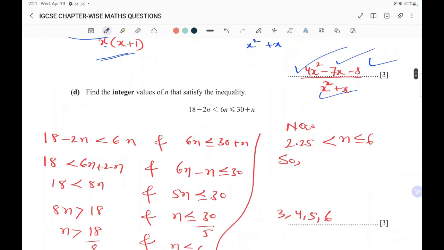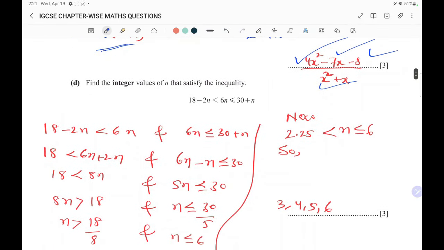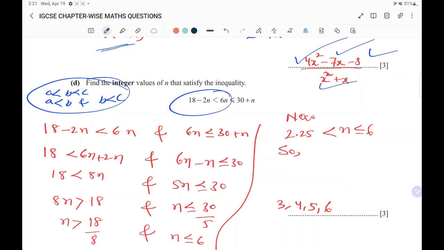Now find the integer values of n for which. Okay, when you have this type of question, if a less than b less than c, then you can write a less than b and b less than c. So we will write 18 minus 2n less than 6n as the first inequality, and the second inequality is 6n less than or equal to 30 plus n. And now it became simple. Just shift this 2n to the right side. So 18 less than 6n plus 2n. So 18 less than 8n. Same thing, you can write 8n is greater than 18.